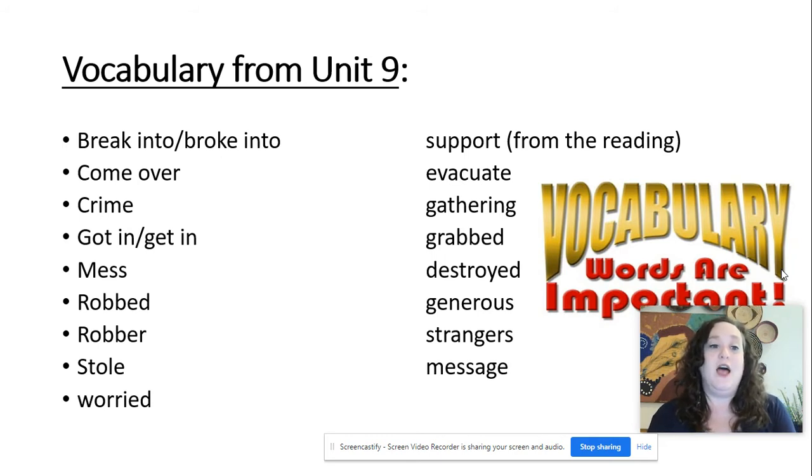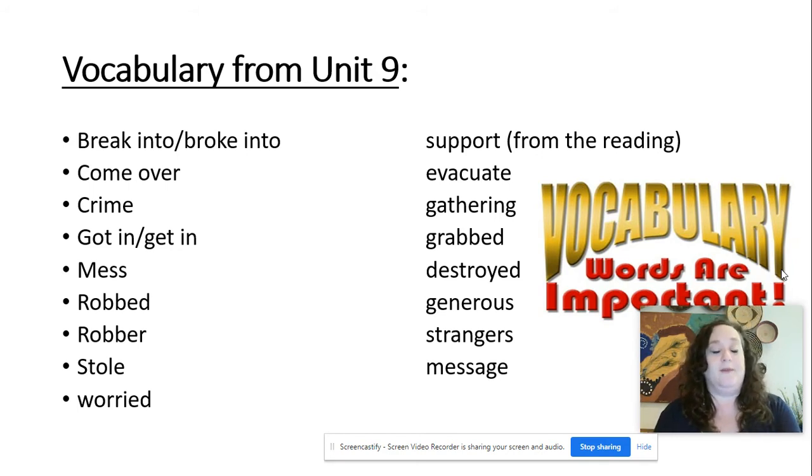First we have break into, which is present tense, or broke into, which is past tense. And we see that the spelling has changed. So it is an irregular verb. All right, next word, come over, come over. A phrasal verb, come over. I think we mentioned this word in day 1 or maybe last week when we talked about phrasal verbs. So come over to my house, come over.